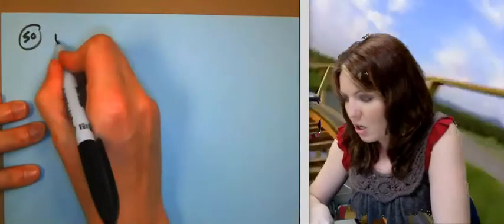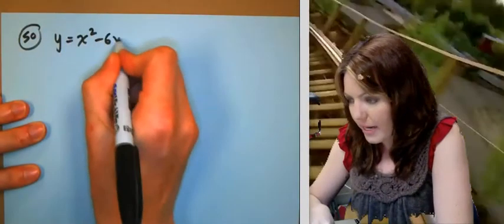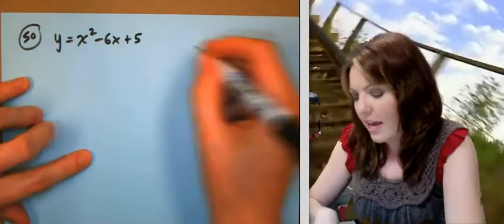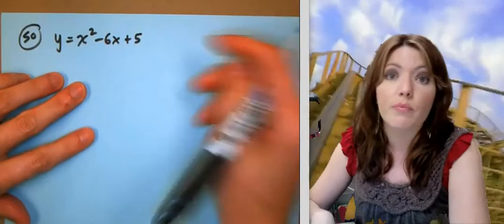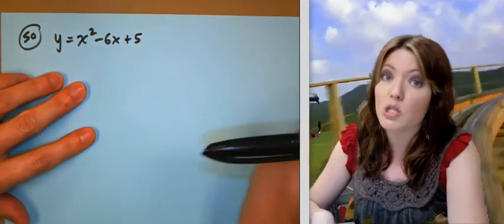So that's how you figure out which way the graph opens, and that's the significance of A. Okay? Last problem. Yay! Okay, we have another parabola. So number 50, y equals x squared minus 6x plus 5. And this one is in a different form. If you watch the parabola videos, you know that.